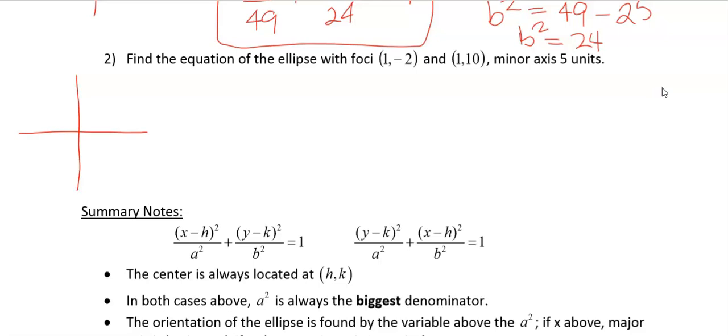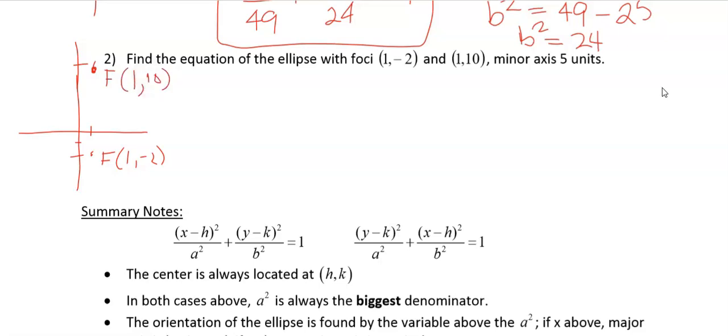Now let me see. I have to go 1 to the right and 2 down. So right about there. There's one focus. And remember now that's 2 down. Okay, so one focus is (1, -2). And the other focus is at (1, 10), so again, that's 1 to the right, but now I go up 10 blocks. So way up here somewhere, there's my other focus at (1, 10).